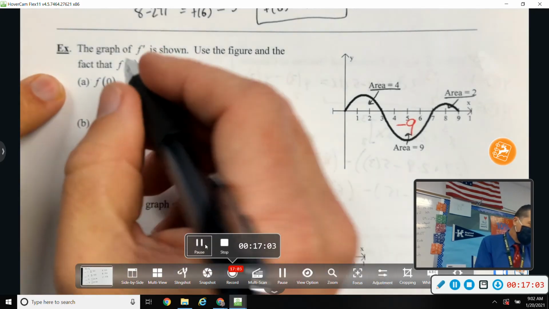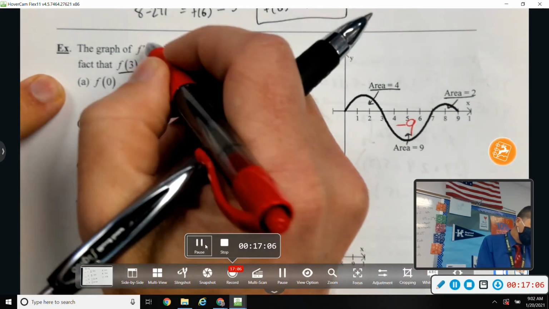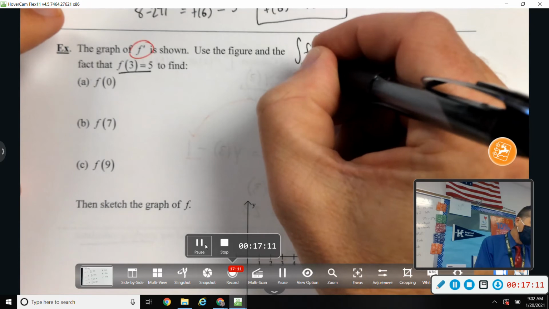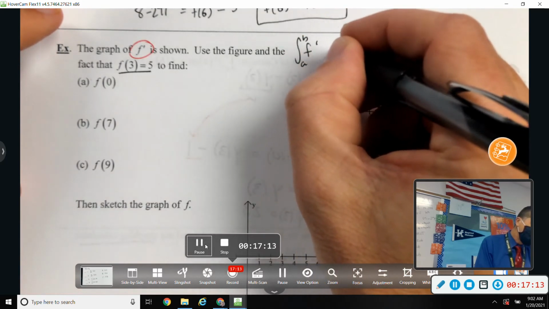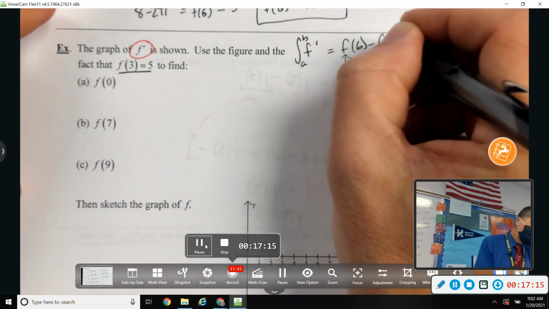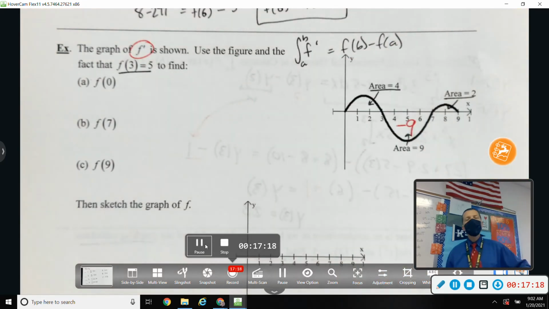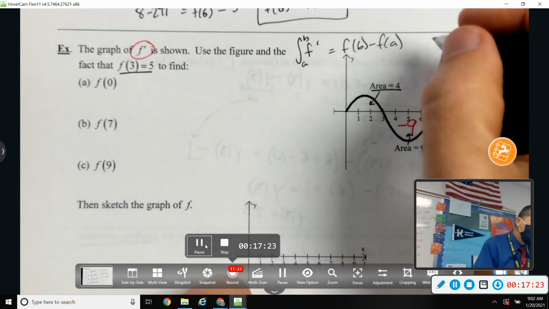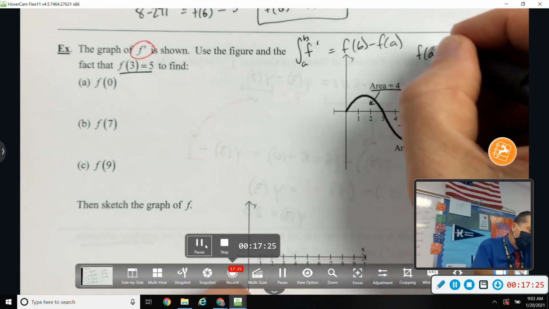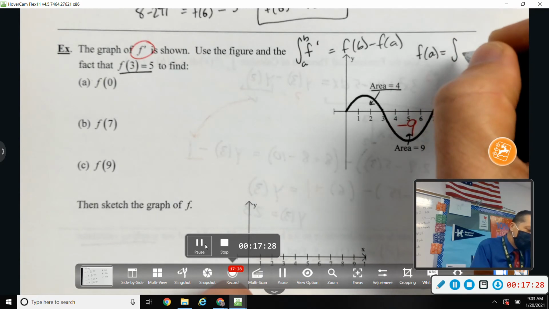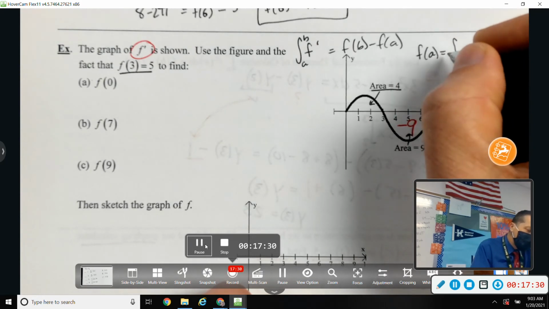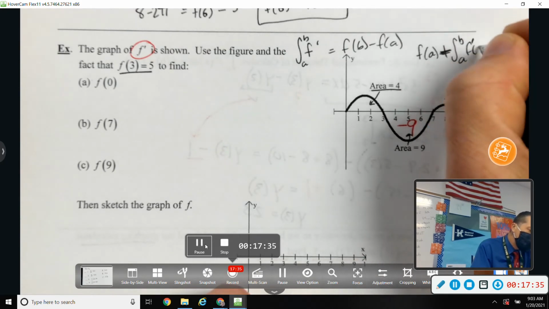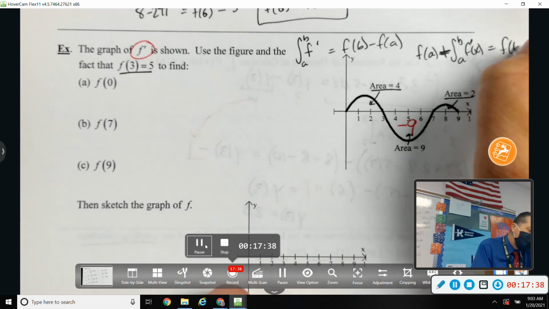All right, f of 3 is 5. Again, this is the graph of f prime, and so if we integrate f prime from a to b, we get f of b minus f of a. That's probably how we want to remember that. You can memorize the other forms of it. No, let's do it this way: f of a plus the integral from a to b gets you f of b.